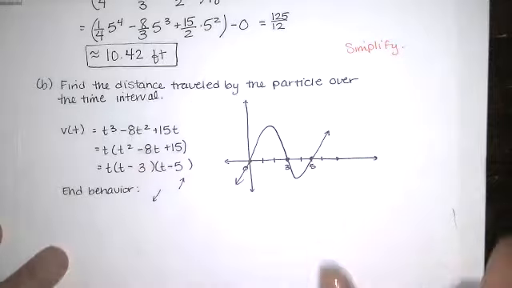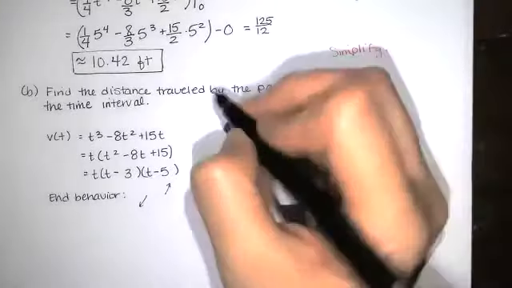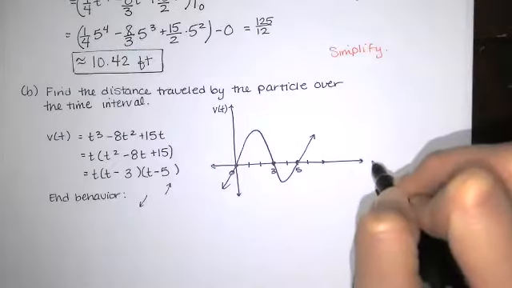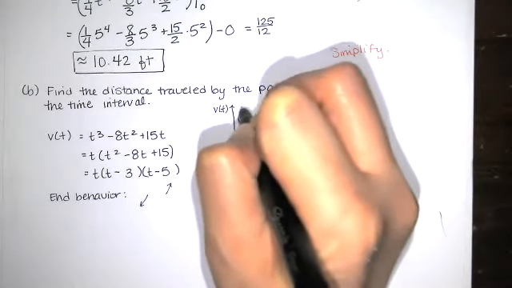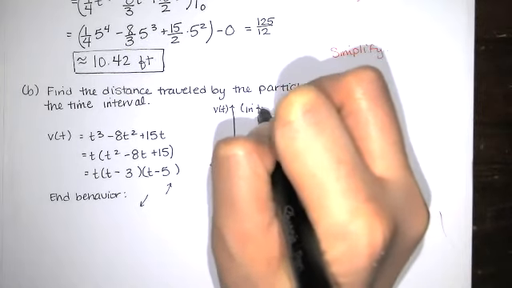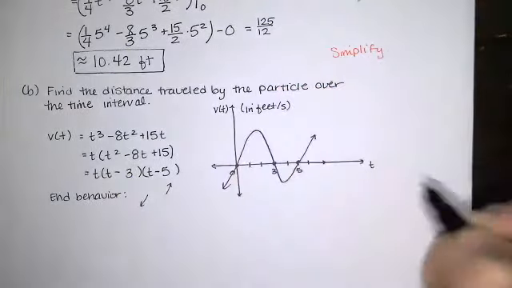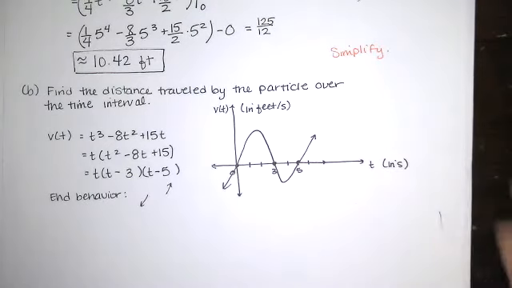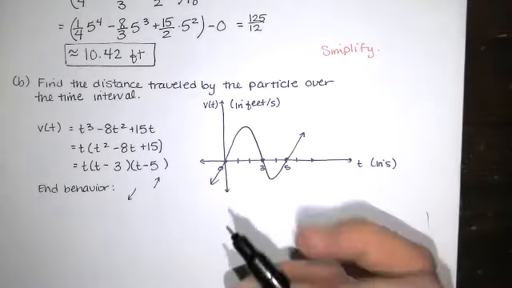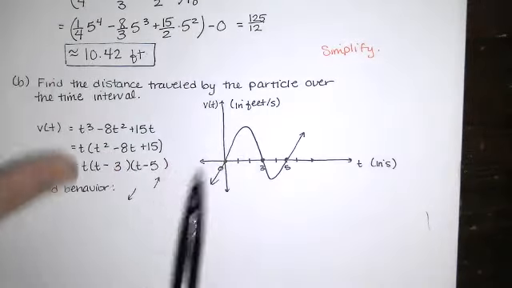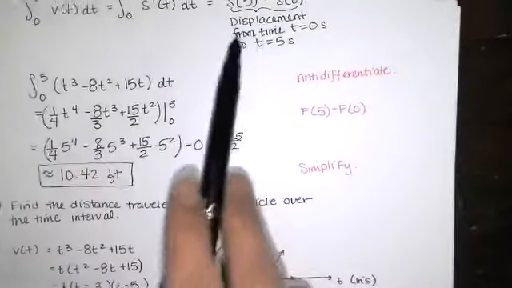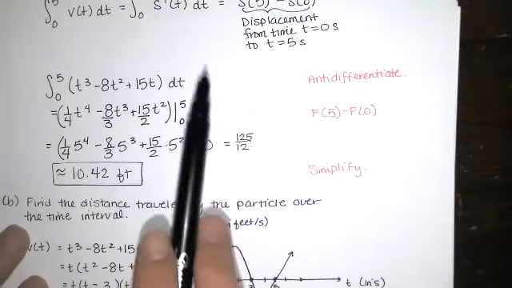Okay, so what does this represent? We've got the integral from 0 to 5 of v of t dt. Well, if this is v of t, and v of t is measured in feet per second, and t is time in seconds, this integral represents displacement, and it comes from the net change theorem.